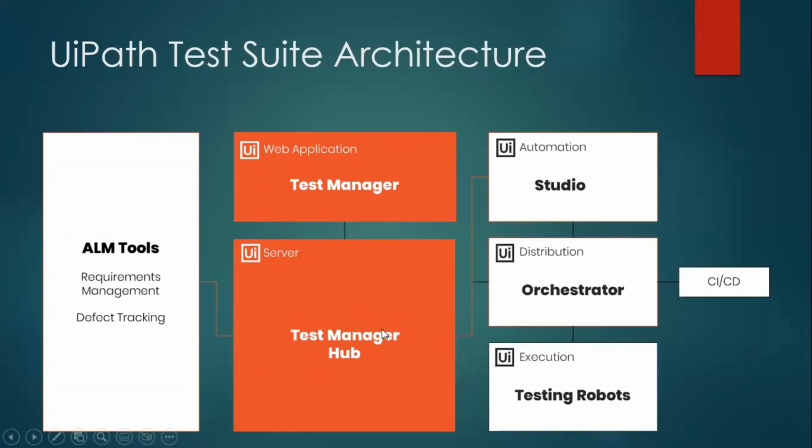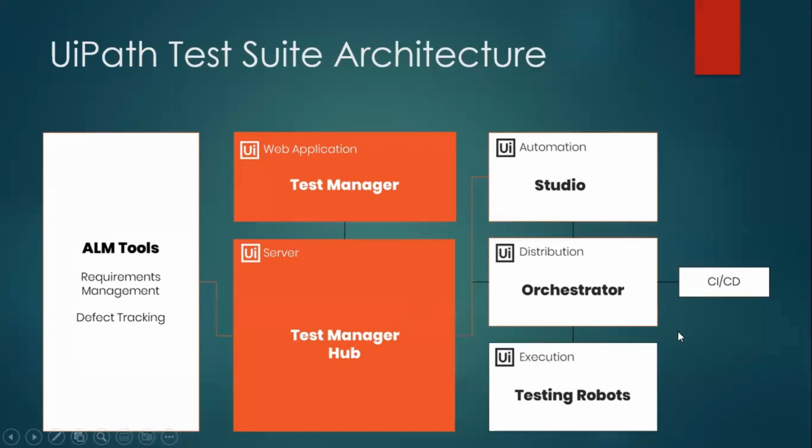And our Test Manager has an integration with UiPath Studio and Orchestrator. It will not have any connection with the robots where the robot is executing. And from the Studio to the Test Manager hub, and from the Orchestrator to the Test Manager hub, the results will be uploaded. When the robot executes the test cases, it will send out the results to the Orchestrator, and from the Orchestrator, it will be reflected back into the Test Manager.